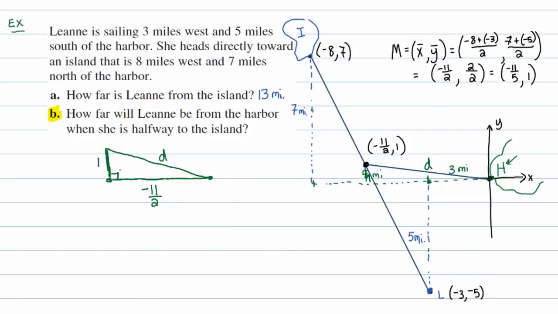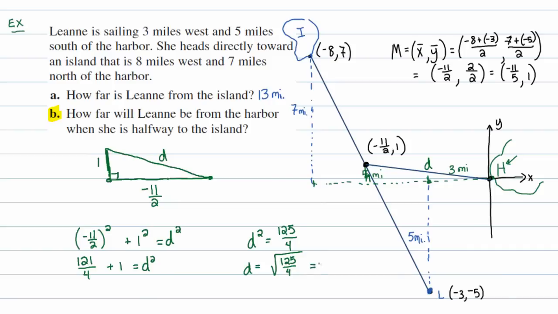Well, now I can use the Pythagorean theorem. It says the square of the leg plus the square of the other leg should equal the distance squared. So negative 11 halves squared, plus 1 squared should equal the distance squared. Or in other words, 121 fourths plus 1 should equal the distance squared. Well, 1 is the same thing as 4 fourths, so that's going to be 125 over 4. All right, I got d squared is equal to 125 over 4. Take the square root of both sides, and you'll get that d is equal to the square root of 125 over 4, and you should be able to simplify this.